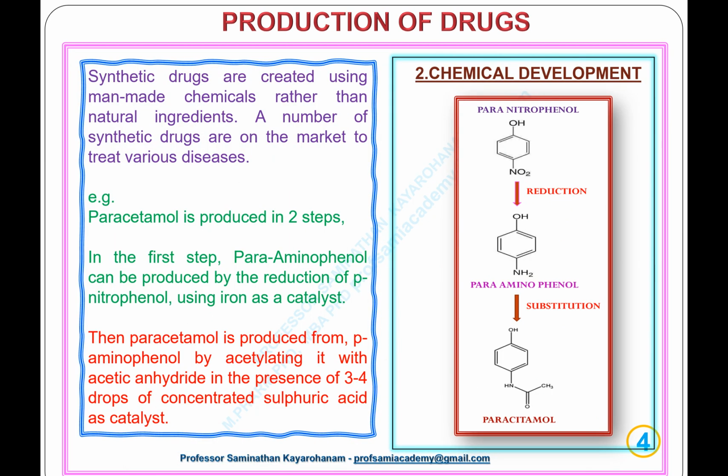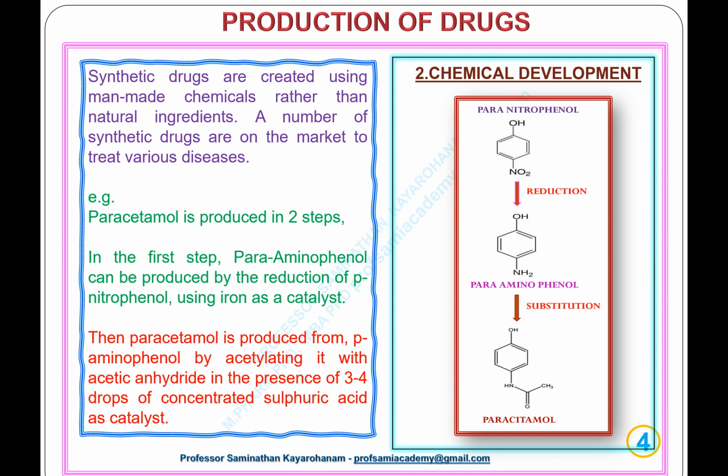Slide number 4. Production of drugs. In the case of drug production through synthetic process, synthetic drugs are created using man-made chemicals rather than natural ingredients. A number of synthetic drugs are on the market to treat various diseases.